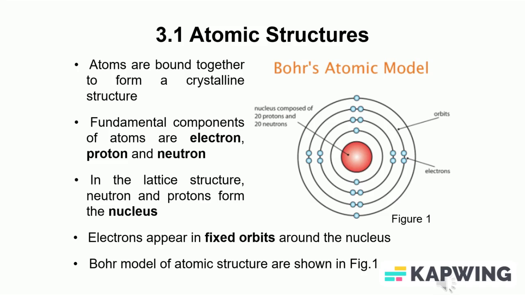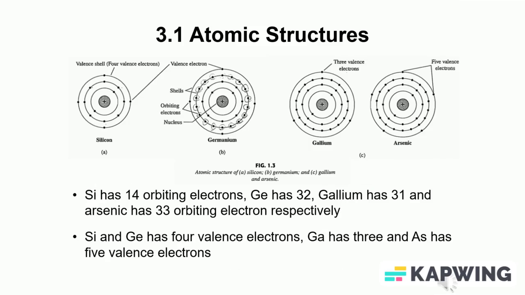Now take a look at the image on your left-hand side: electrons appear in fixed orbits around the nucleus. This figure illustrates the Bohr model of atomic structure. To see this structure separately by type of material, silicon has 14 orbiting electrons, which is in the leftmost figure, germanium has 32, gallium has 31, and the rightmost, arsenic, has 33 orbiting electrons respectively.